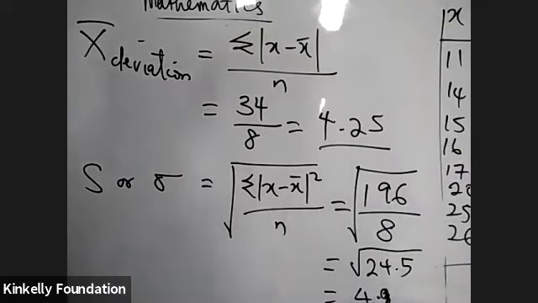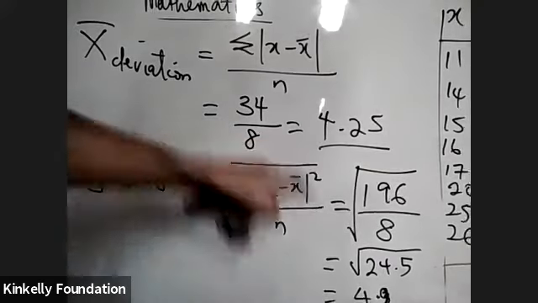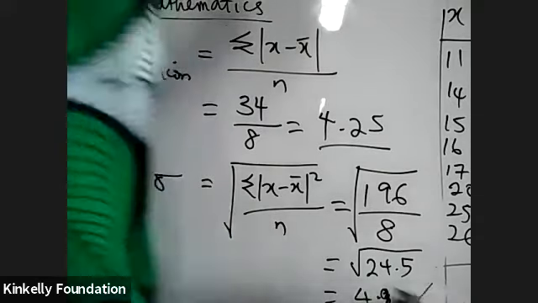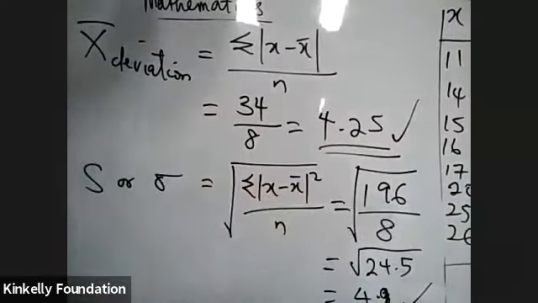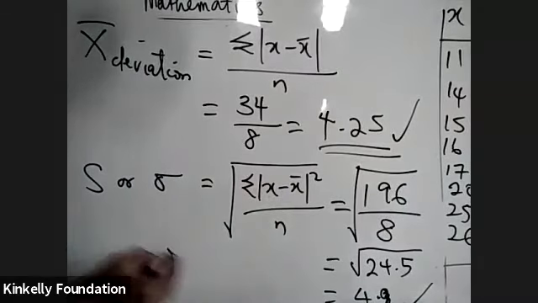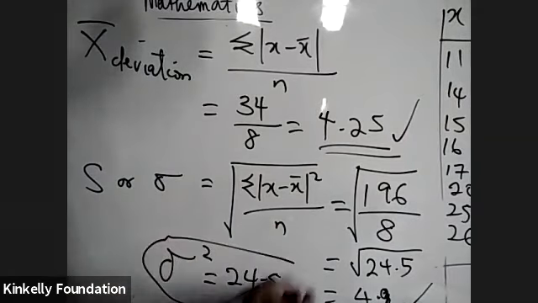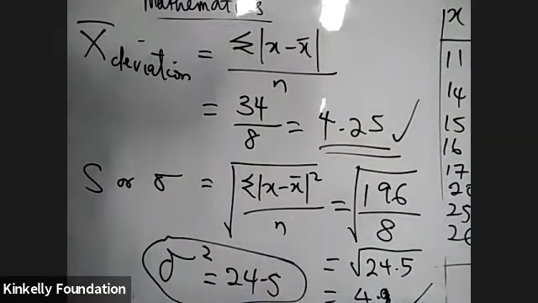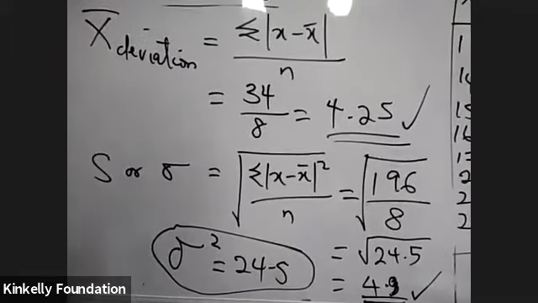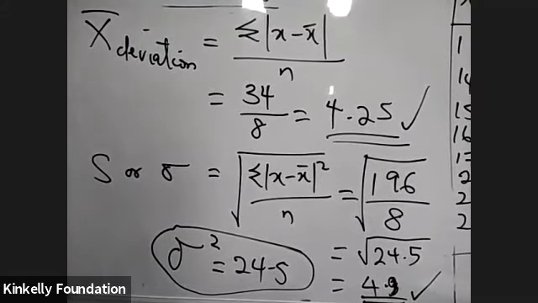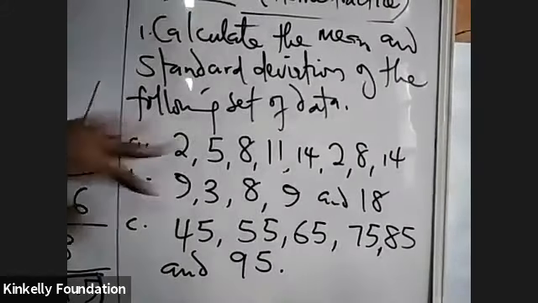Remember, we said that the variance is the square of the standard deviation, which means it is 24.5. You have gotten the standard deviation, so you can easily get the variance. Take note that you can get the standard deviation, variance, and mean deviation from one table. We are going to give you some questions. Solve and send your answers to us.